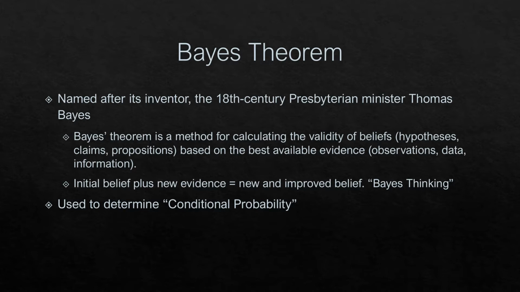The high-level summary is you have an initial belief plus some new evidence gives you a new and improved belief, and the Bayes theorem actually allows you to quantify what that change is in belief or credence. And it's used in statistics to determine conditional probability, where one thing's dependent on another.